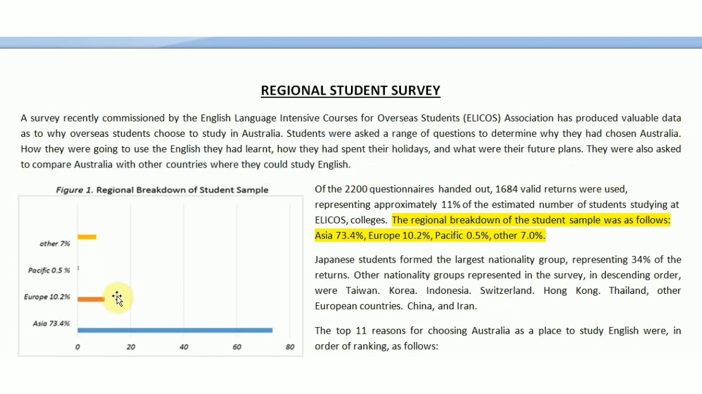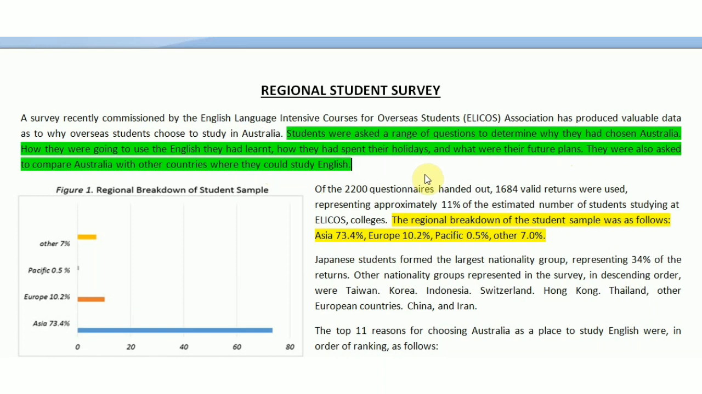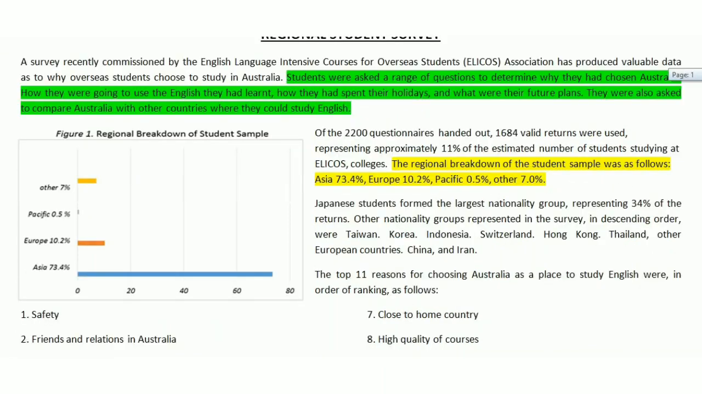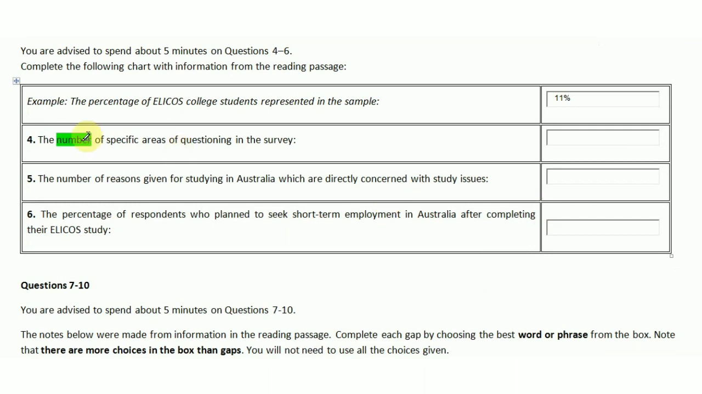So clearly, let's mark down the location. So this is the location of the fourth question, and I guess the number of types of questions is 5, so our answer is going to be 5. Okay, so our answer is 5.